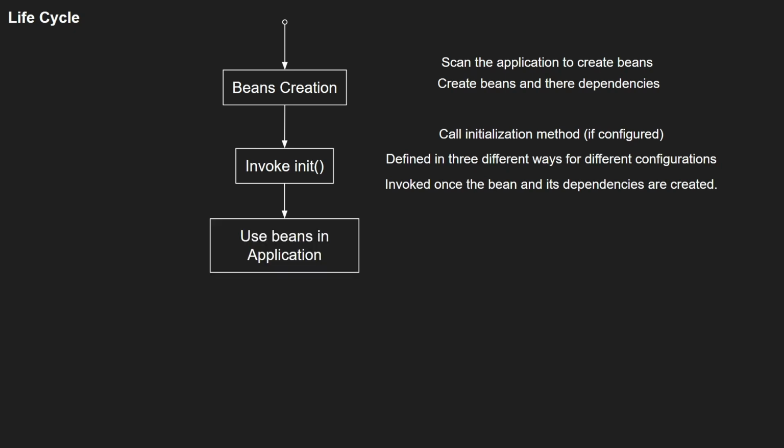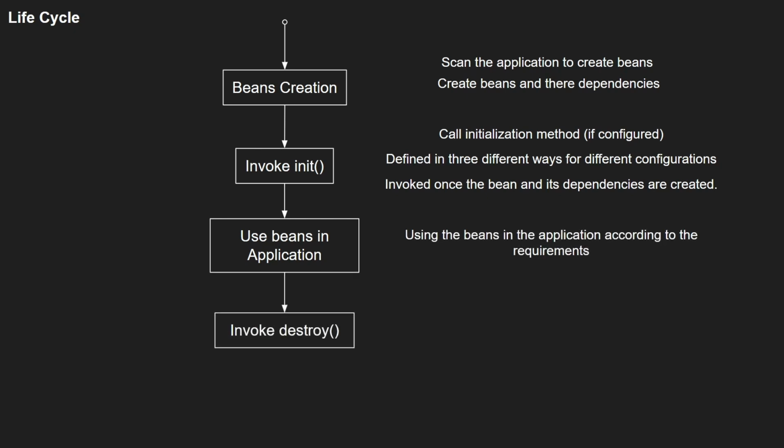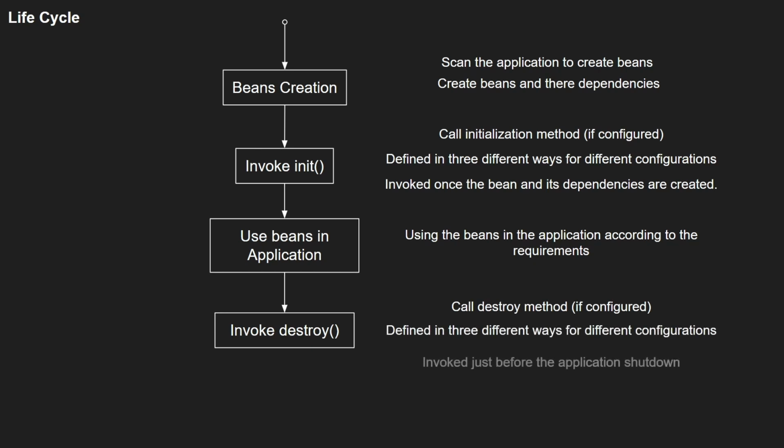Then comes the usage of the created beans in an application. And just before shutting down the application, the destroy method for these beans is called, if at all it is configured. And these are also defined in 3 different ways. We'll see that as well in a while. And as I said, these are called just before the application is shutting down.